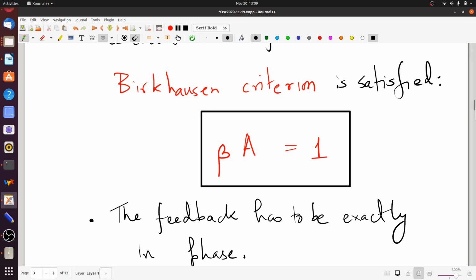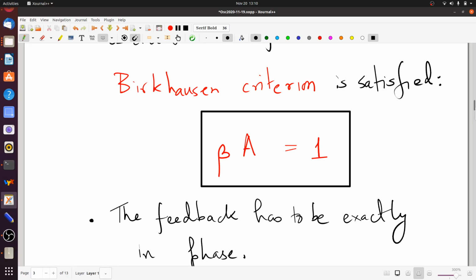So what you really need is this. You need to be able to make the tiny input which is coming in from thermal noise grow. So what you really need is not beta A equal to 1. You need beta A bigger than 1 in magnitude for the oscillations to start growing. Then a tiny input coming in from thermal noise will come back via the amplifier and the feedback loop as a larger version of itself, then that's going to come back as larger than itself, and so on.